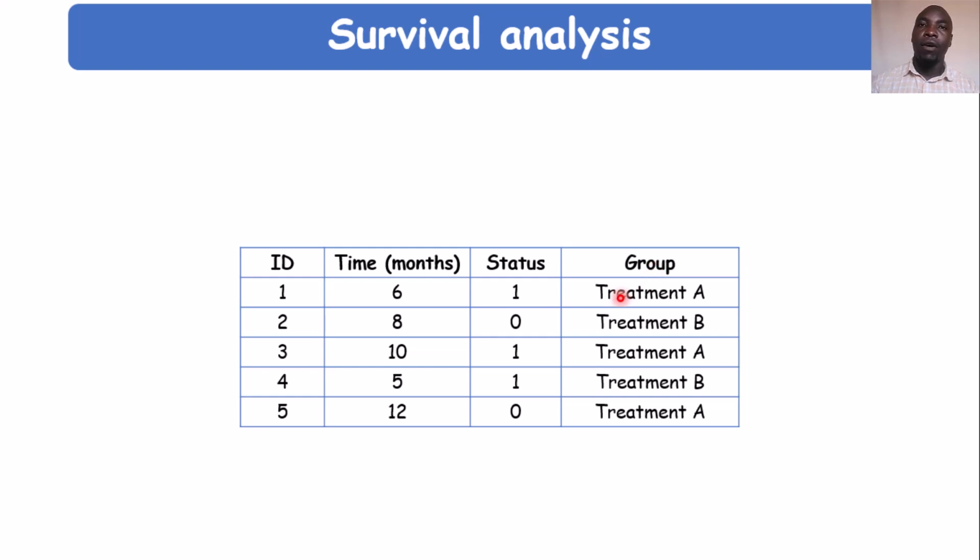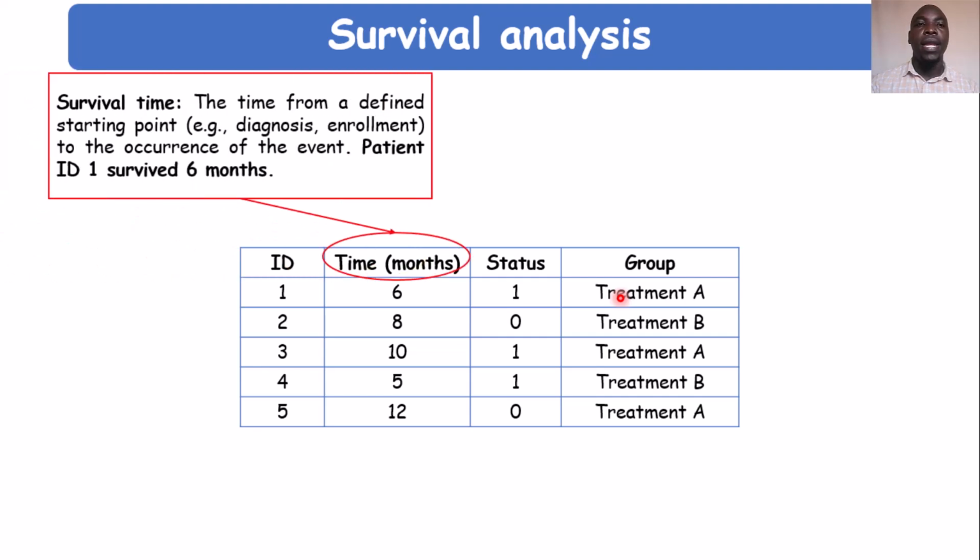Now here are very common terms that you need to familiarize with in survival analysis. One is the survival time, which is the time from a defined starting point, for example, diagnosis, the time at which you diagnose that this person has malaria, or it can be enrollment in your study, to the occurrence of the event. And if you look at our sample data set here, person number 1, person number 3 and 4, they all had events, but they were observed for different time points.